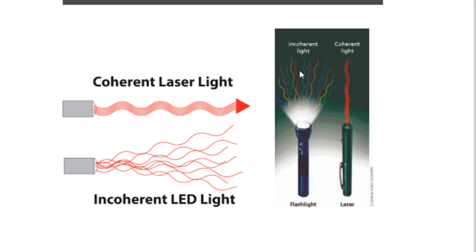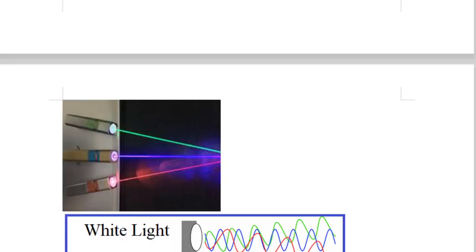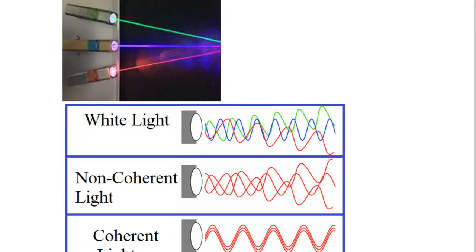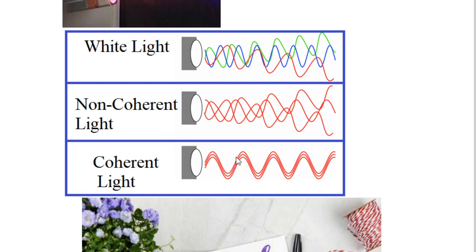See here, the coherent laser, and the incoherent LED with many colors. Here you see many colors, red, blue, green, but here only one color, and this is the laser, while this is the flashlight, ordinary light. I have given one more example here: this is a highly monochromatic green color, blue color, red color. Now white light consists of all colors, red, blue, green. Non-coherent light has only one color but the wavelength is different. In coherent light, the distance between two adjacent positive peaks is the same, and that is why it is highly monochromatic, meaning the wavelength is the same. This distance is nothing but the wavelength lambda.